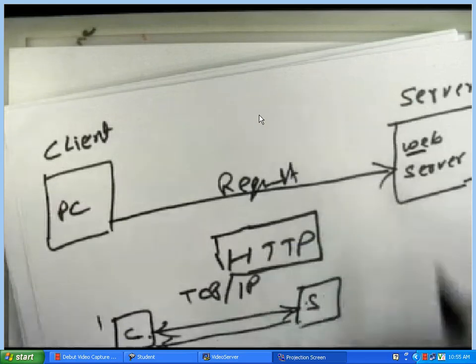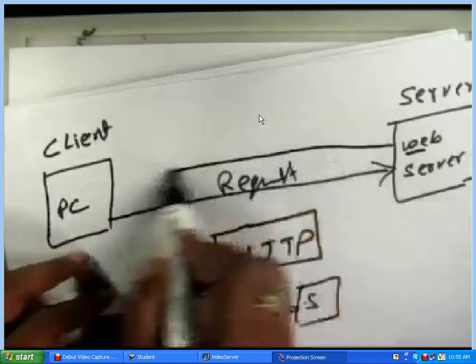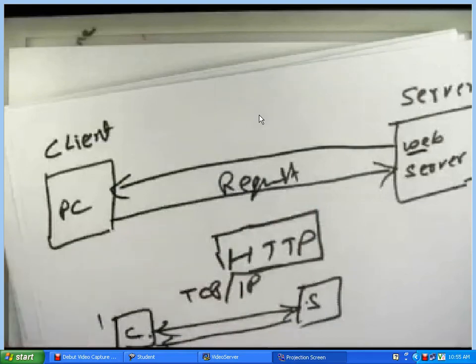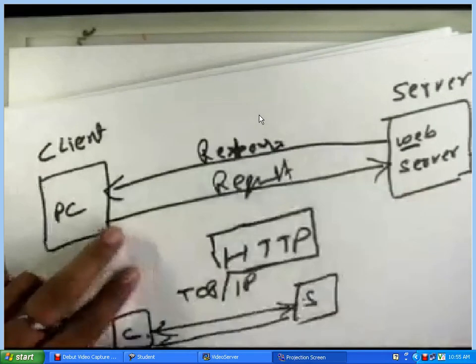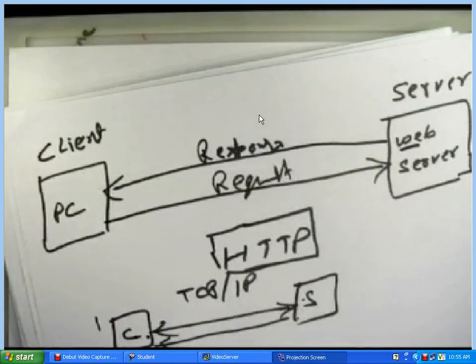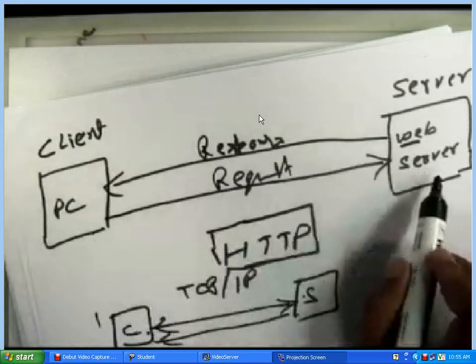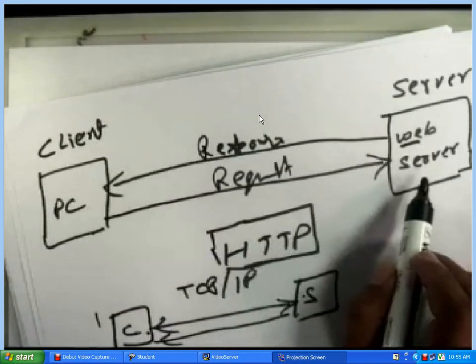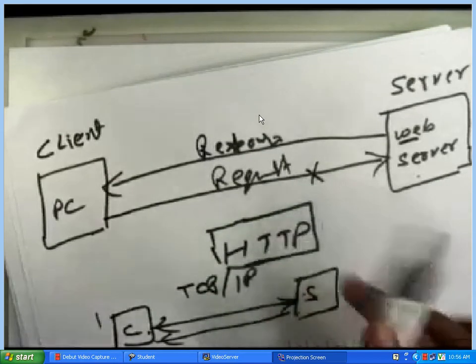The web server will try to find that web page in the website, and if he finds that web page, he will give a response, and it will come to my client machine. That is my response. Okay, just try to understand my meaning. The client will send a request to the server. When the server receives the request, the connection between this machine and that machine will close.